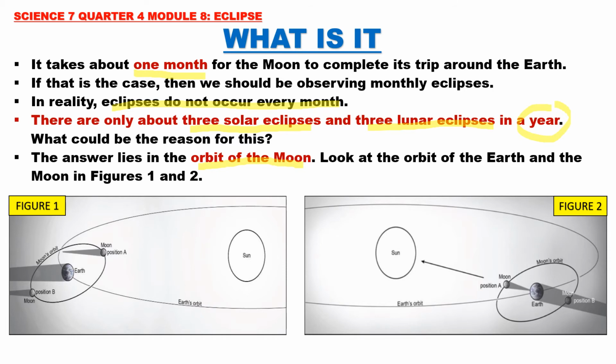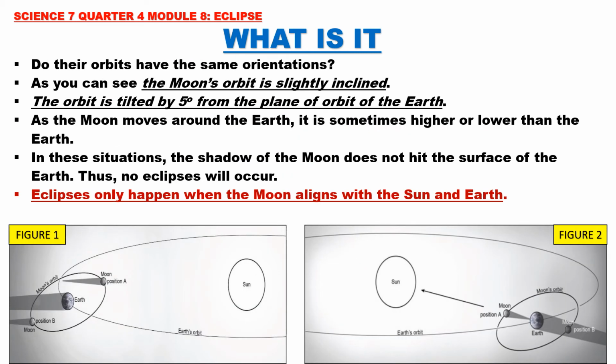Look at the orbit of the Earth and the moon in figures 1 and 2. Do their orbits have the same orientations? As you can see, the moon's orbit is slightly inclined. The orbit is tilted by 5 degrees from the plane of orbit of Earth. As the moon moves around the Earth, it is sometimes higher or lower than the Earth. In these situations, the shadow of the moon does not hit the surface of the Earth, thus no eclipses will occur. Eclipses only happen when the moon aligns with the sun and Earth.